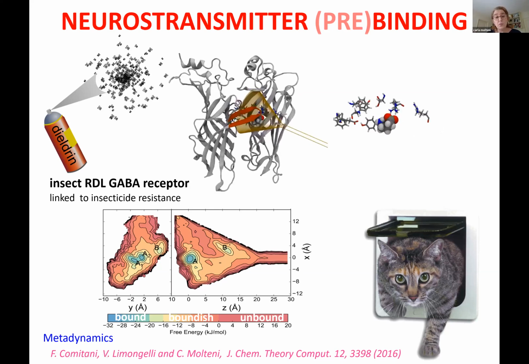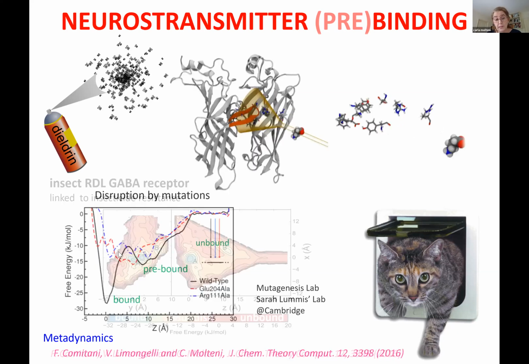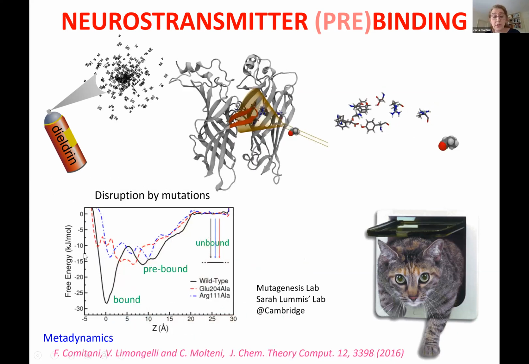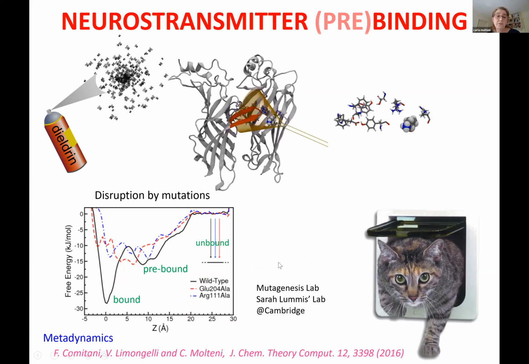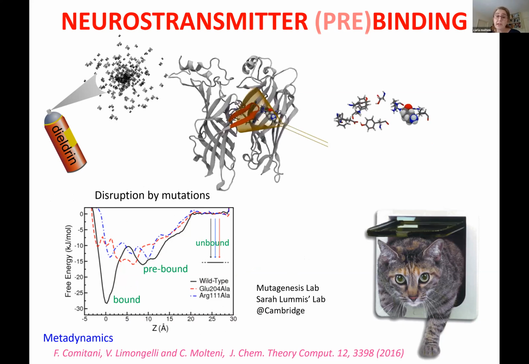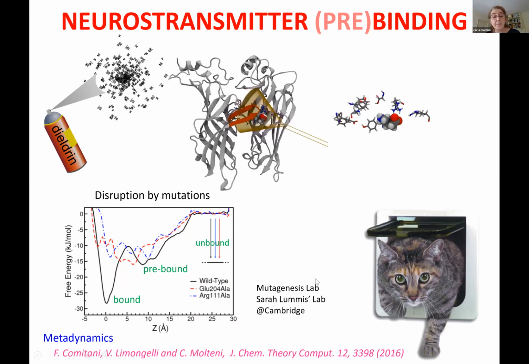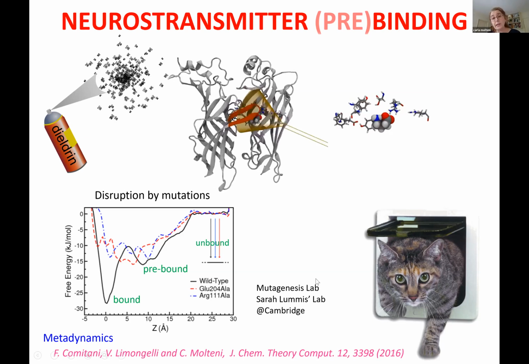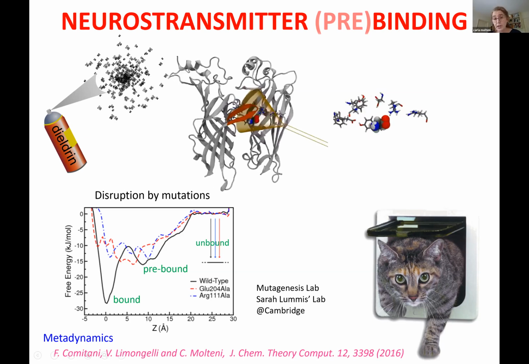And also, this is a projection on 1 dimension of the free energy landscape with the bound, the pre-bound and unbound region. And we saw how this is disrupted by particular mutations that were tested experimentally in Sarah Lummis's lab at Cambridge, and that produce non-functional channels.